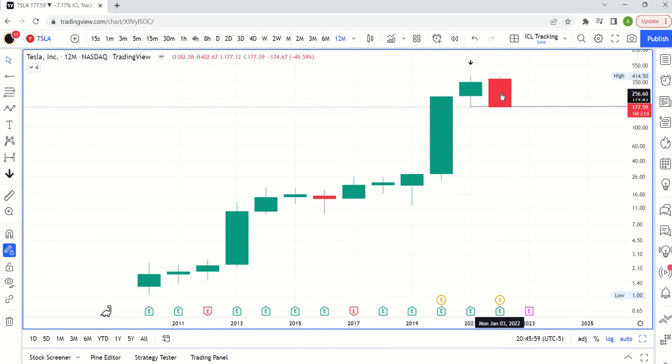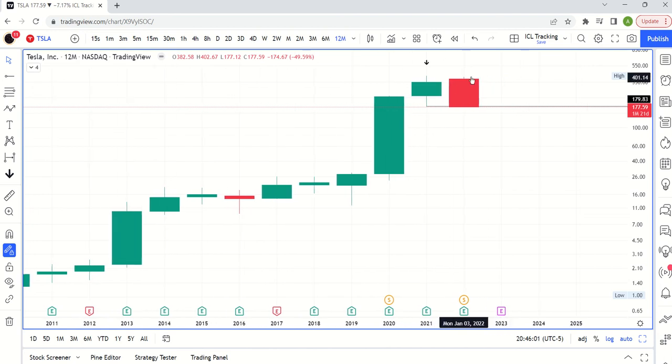But then something interesting happened. We didn't make a new high, but we've now made a new low. That's not a good thing, right? The low from last year was $179.83, and we've now gone to $177.59. So a slight lower low, yet that could be a sign of much worse things to come.